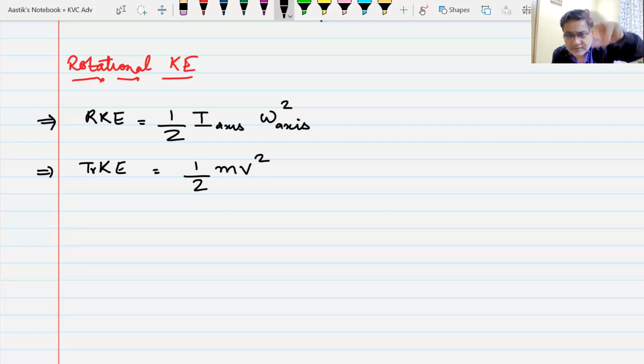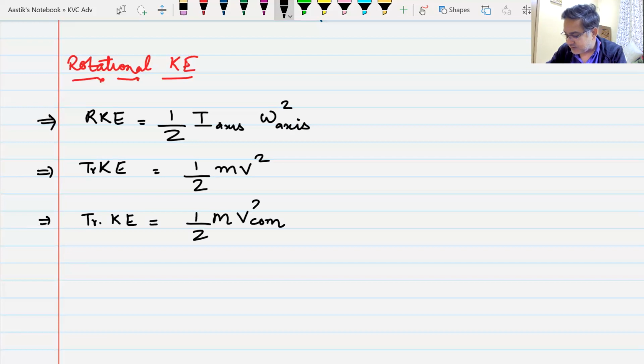But right now we are dealing with rigid bodies, and they are going to rotate as well as move, and so instead of writing half m v square, the better way to write it when it becomes valid for rigid bodies is half m v com square. Do we understand the difference that I made? Yes, sir. We have just replaced v with v com, because the velocity of the center of mass of the system tells us the translational motion of the body. Yes or no? Yes, sir. So I can write it like this.